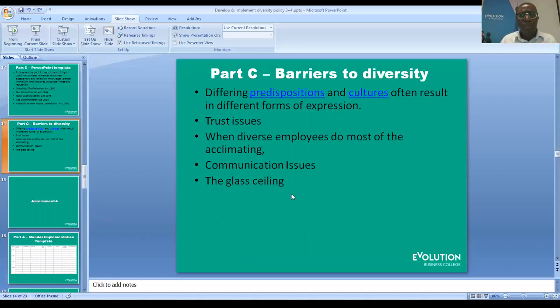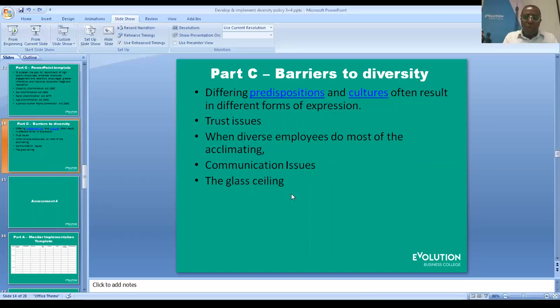The different types of barriers we have, for instance, here, differing predispositions and cultures often result in different forms of expression. So what do we mean by this? What we're saying is, when we come from different backgrounds and cultures, and we have our different positions in certain areas, in approach, or maybe in resolving conflict, you might have a different approach. In keeping the peace, you might have a different approach. And so our predispositions create a different form of expression, or maybe how you express anger, or how you express some sort of curiosity.